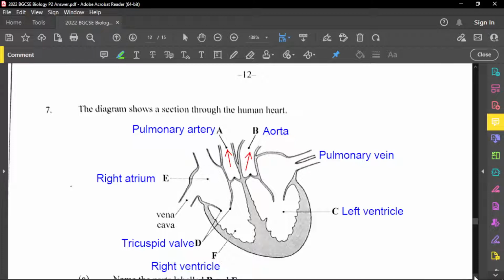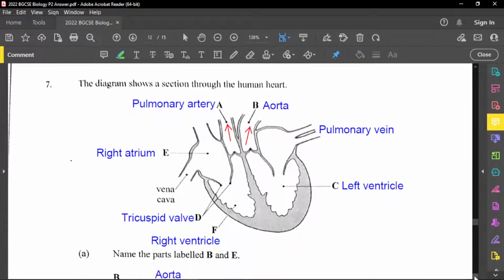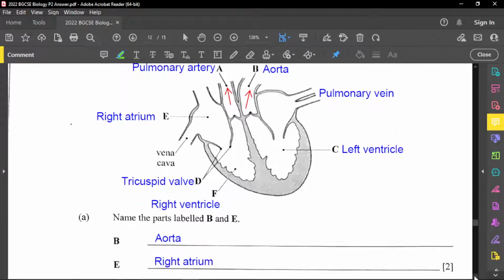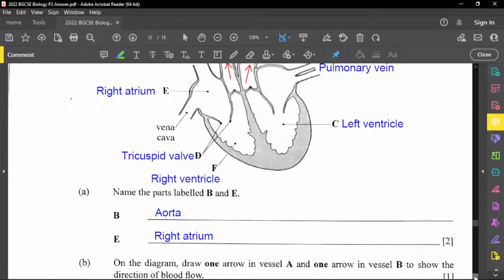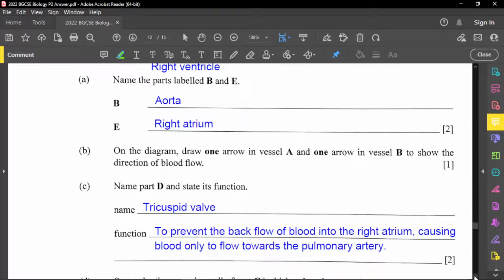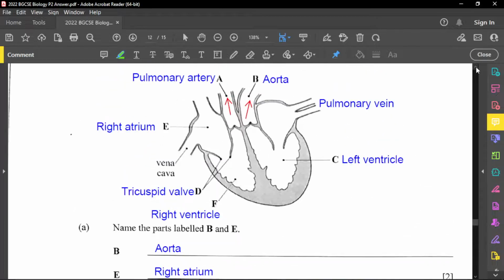Question number 7: the diagram shows a section through the human heart, and you can look at the labelings. I can pause so you can look at them to make sure you understand and know the correct labelings for the heart. It asks to name the parts labeled B and E, and so B is the aorta and E is the right atrium. And remember, looking at the diagram, your right side is the left side, and the left is the right, just to make mention of that, okay?